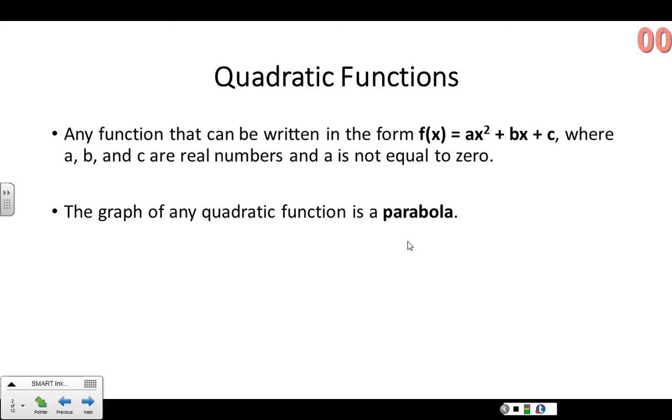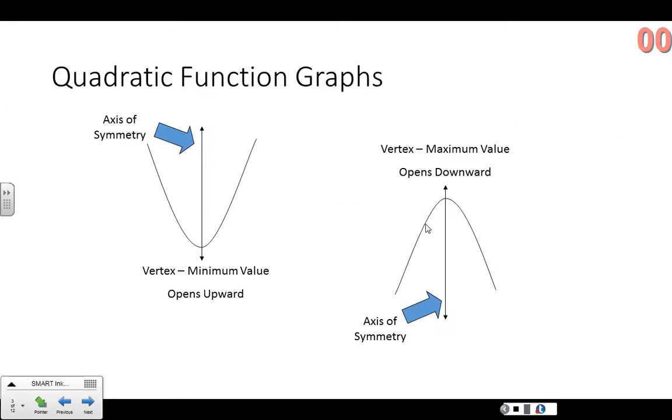These graphs will always graph what we call a parabola, that U shape. A quadratic function or parabola that opens upward has a minimum value at the vertex, and has a vertical axis of symmetry. A parabola that opens downward has a maximum value at the vertex, and has a vertical axis of symmetry as well.